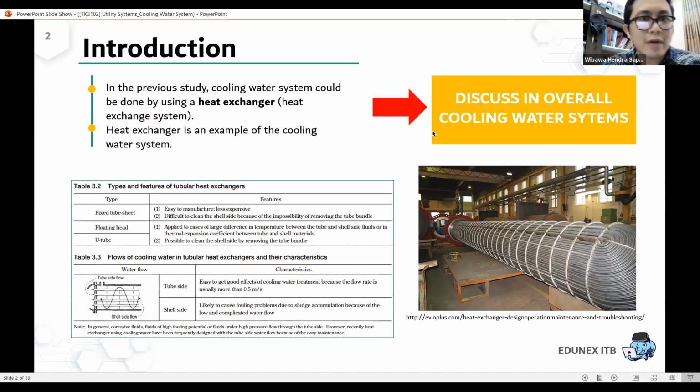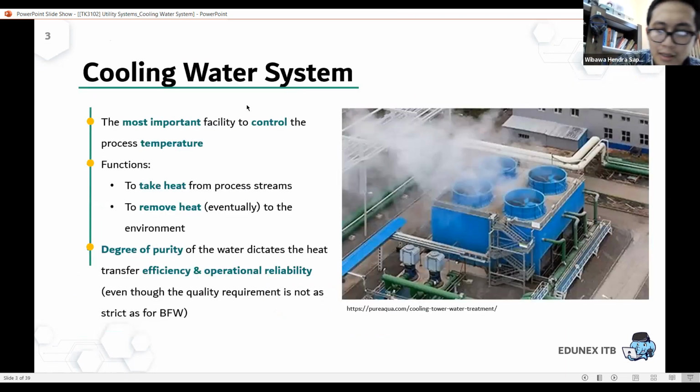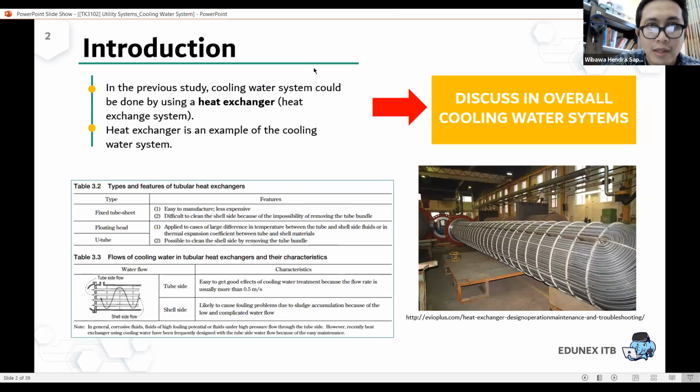So what actually is the cooling water system? In the previous study we have already learned about the water system process, and the cooling water system can be done by using what we call heat exchangers. I think all of you are already familiar with heat exchangers, as you have already taken the heat transfer course. Based on the heat exchanger system, we can see that heat exchangers are one example of the cooling water system.